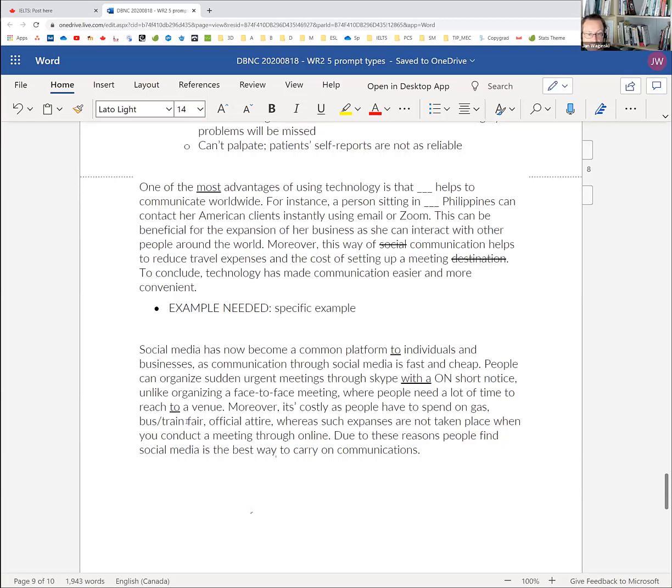It's reach this place, reach a venue, transitive. Moreover, it is costly, so that's in the wrong place. Costly, moreover, it's costly, people spend on gas, bus, train fare. Wrong fare? I guess. Personal attire, where such expenses are not taken place.